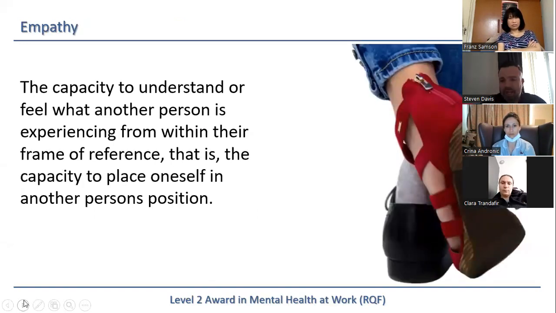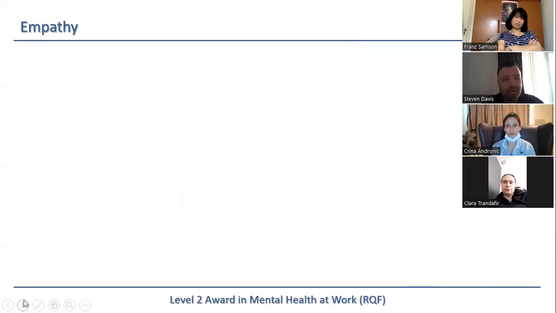So when we think about empathy, it's obviously the capacity to understand how somebody feels and what another person is experiencing from their frame of reference. This is the capacity to place oneself in another person's shoes. So again, that normalizing behavior just makes you think, oh God, it's not just me, we've all gone through this. And remember the levels of resilience: some people make life look incredibly easy, and some people make it look quite difficult.